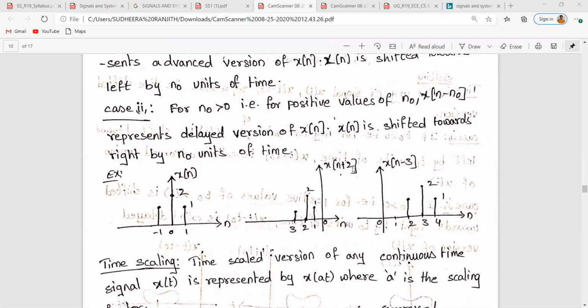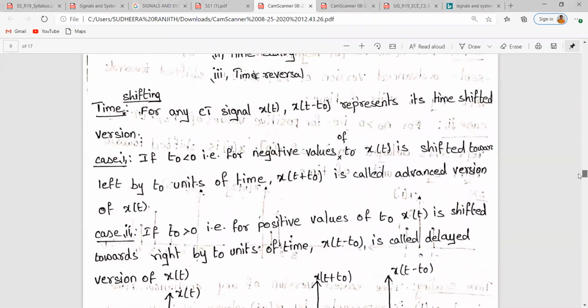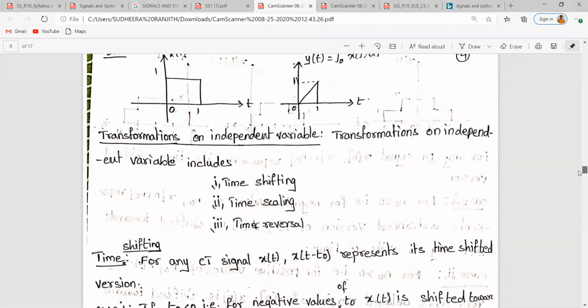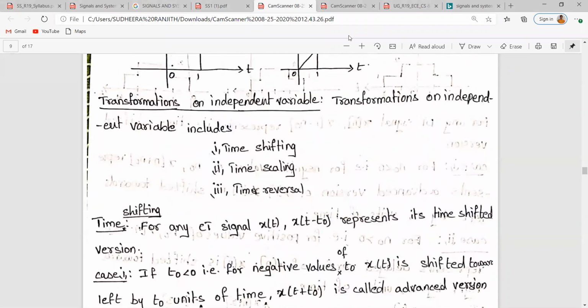So in the last class, we discussed the transformations on independent variables. There are three transformations on the independent variable, which here we are considering as time. One is time shifting, the second one is time scaling, and the third one is time reversal.